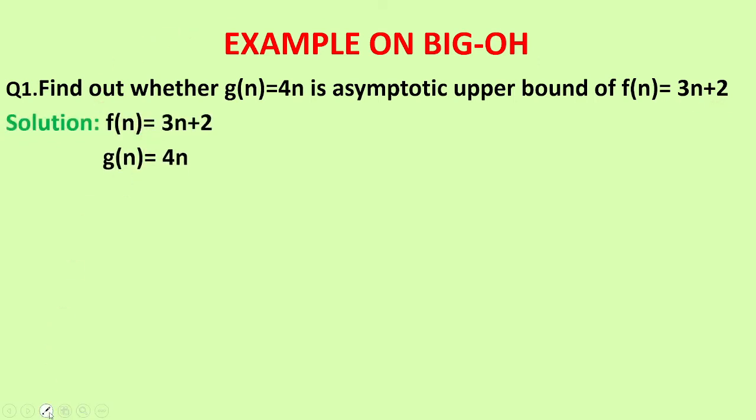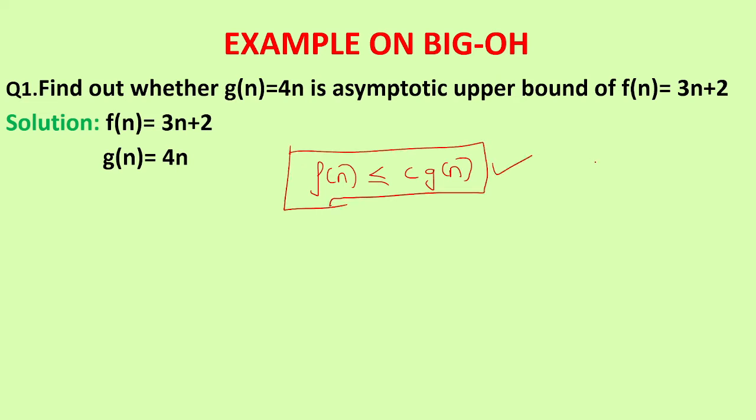So functions f(n) and g(n) are given. We just have to check whether f(n) is less than or equal to c times g(n). If this condition becomes true, then we can write f(n) is big O of g(n). Only in this case can we write it. So we will find out. We have to take values of n and try.